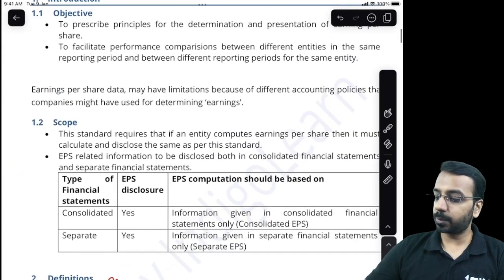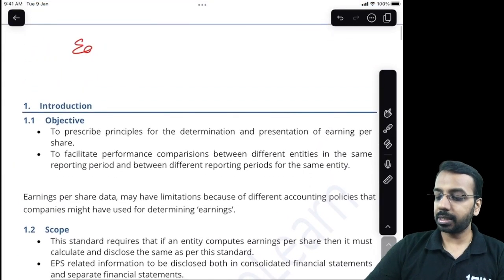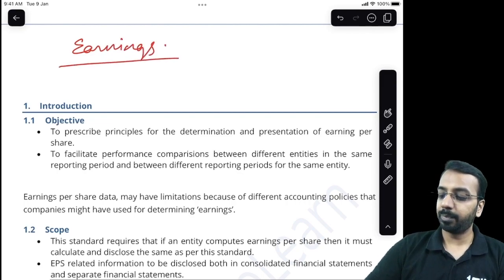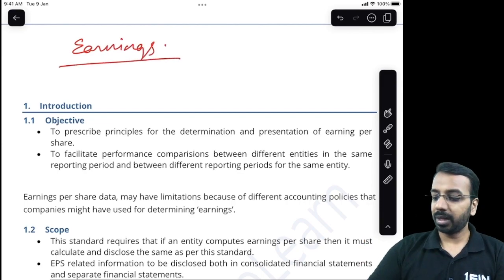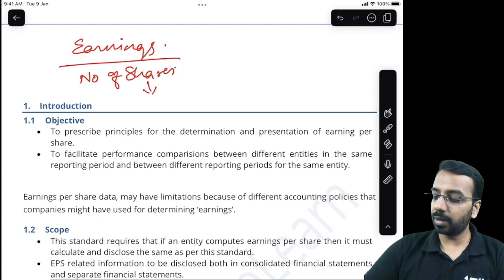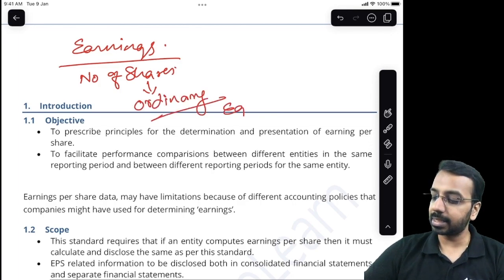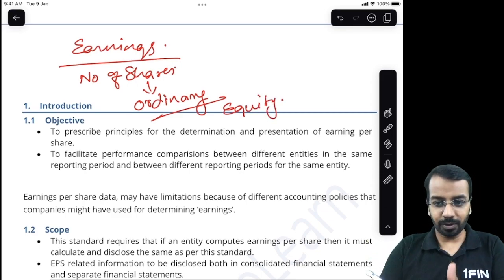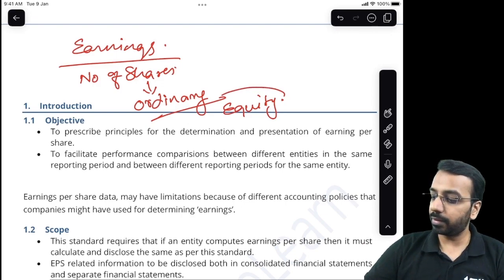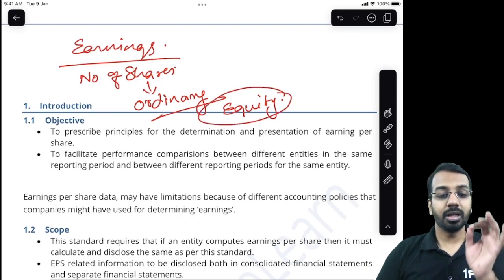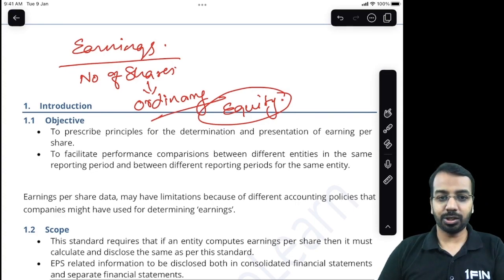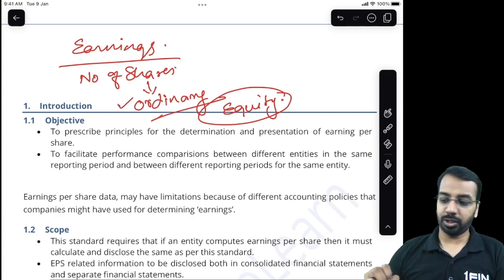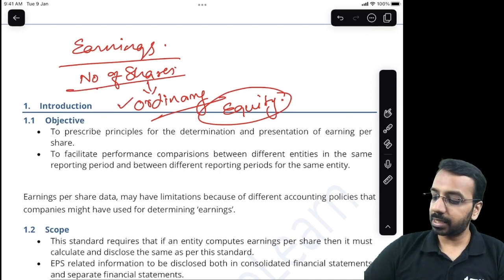Now when we talk about earnings per share, what we basically mean is the earnings of the entity, how to calculate that earning we'll come to it, divided by number of shares. Now here when we are saying shares, we are referring to something called ordinary shares, which we also call equity shares. But India uses the term ordinary shares in line with the international standards, right? So whenever we say earnings per share, we calculate for what we normally understand as equity shares, which is nothing but our ordinary shares.